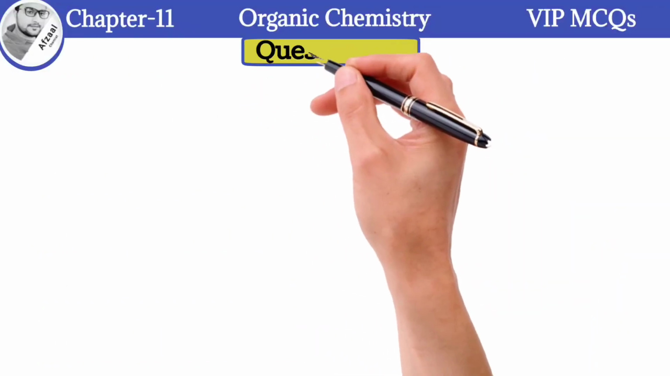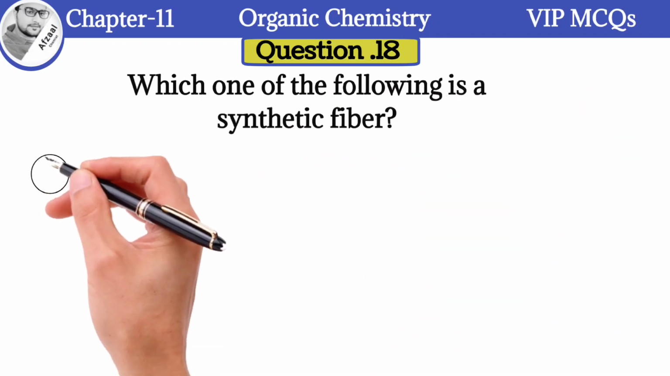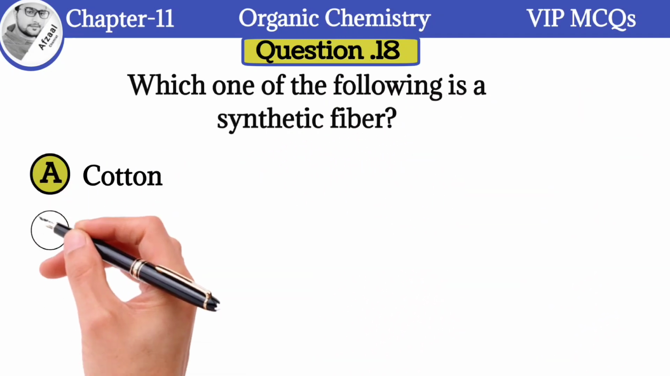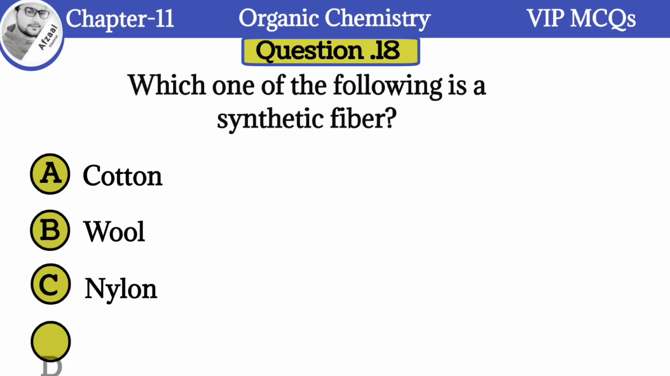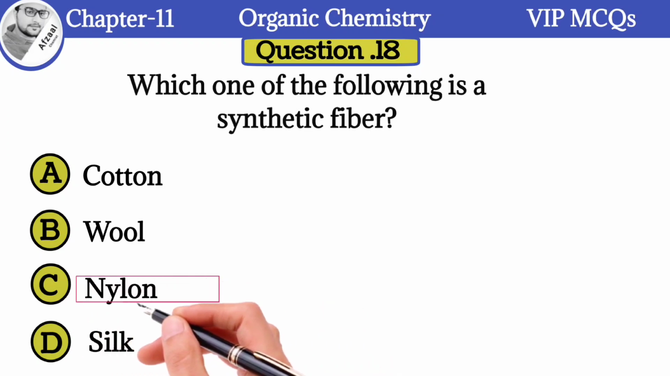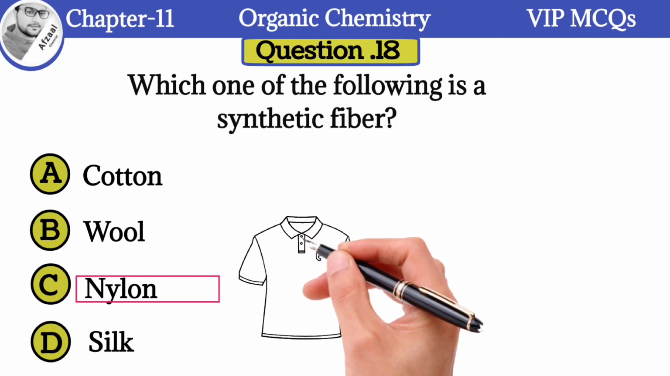Question number 18 is, which one of the following is a synthetic fiber? Option A is cotton. Option B is wool. Option C is nylon. Option D is silk. The correct option is C. Nylon is a man-made fiber. All other fibers are natural. Most of the clothes we wear are made up of nylon.